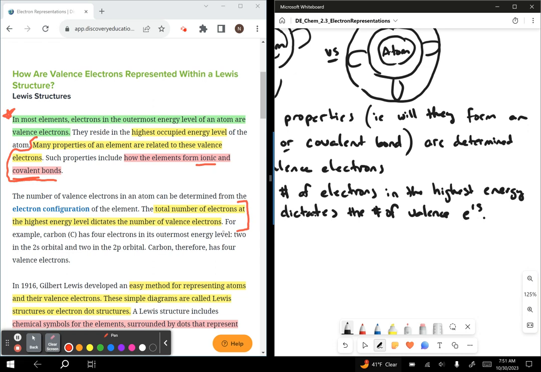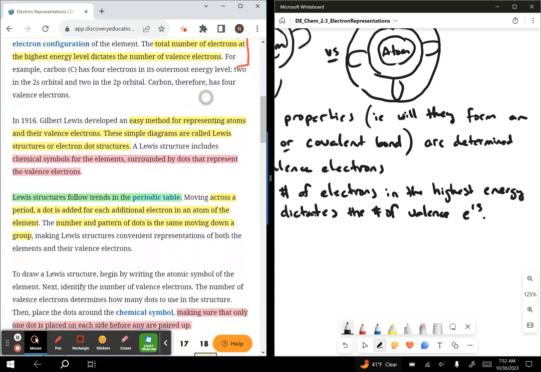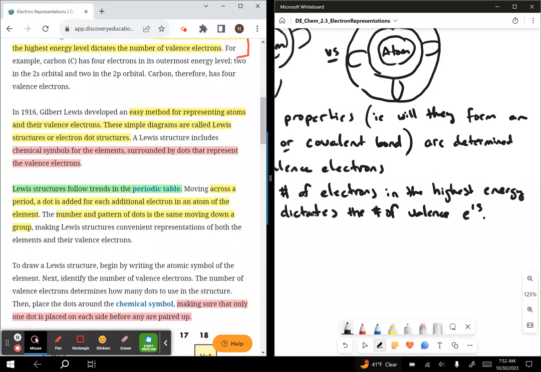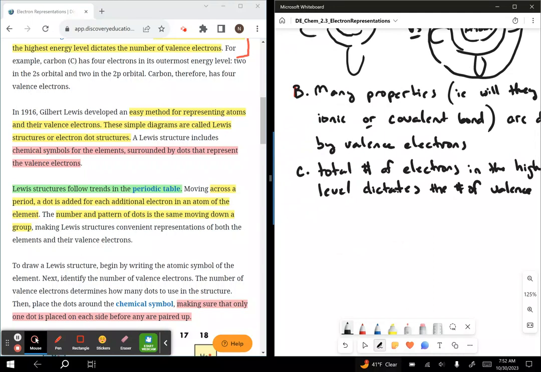All right, so let's get down to Lewis structures, because as you can see in paragraph number 3 here, he, in 1916, figured out an easy way to represent these things. Okay, so letter D here.